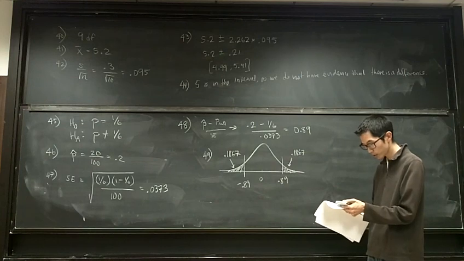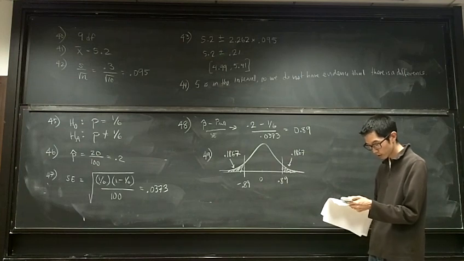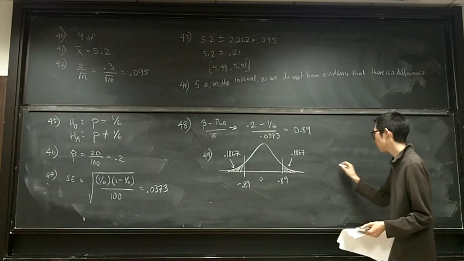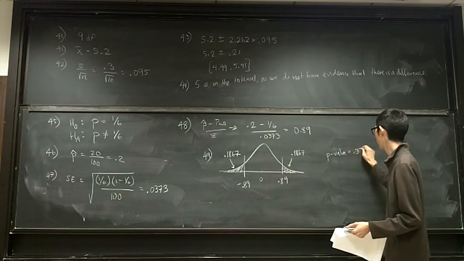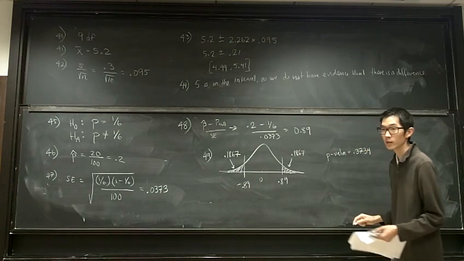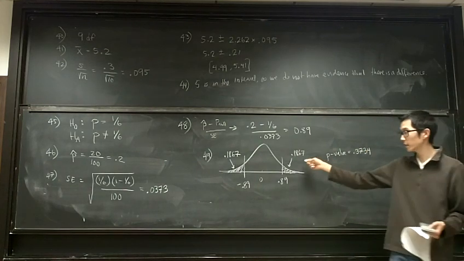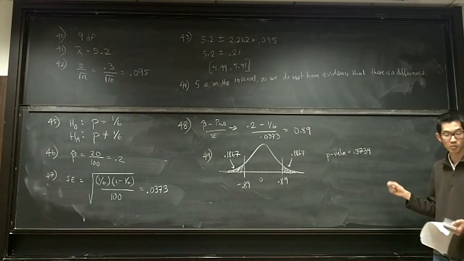So my total tail area is going to be 0.3734. That's my p-value. You multiply it times 2? I take the tail area and I multiply by 2. That's it. That's going to be my p-value.